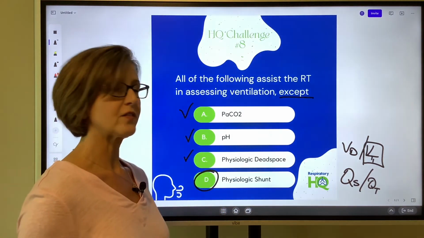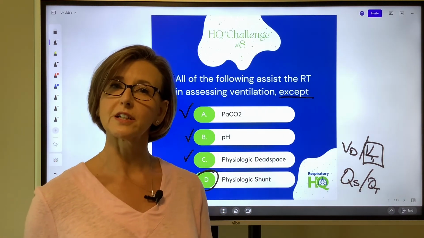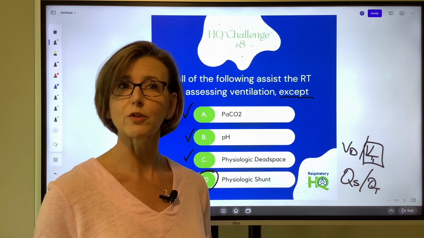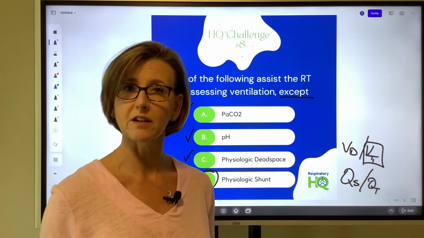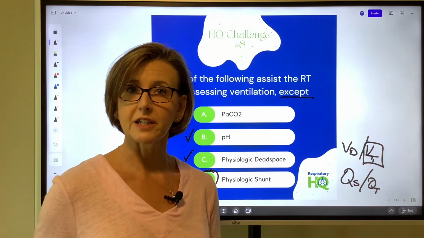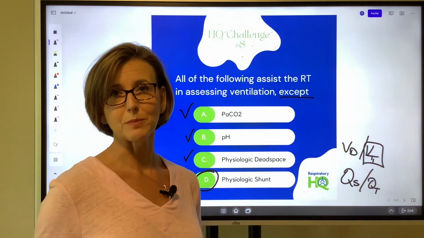So when you calculate physiological shunt, that's the percentage of cardiac output that bypasses functioning alveoli, or the percentage of cardiac output that's not oxygenated. Physiologic dead space is the percentage of tidal volume that isn't removing CO2.